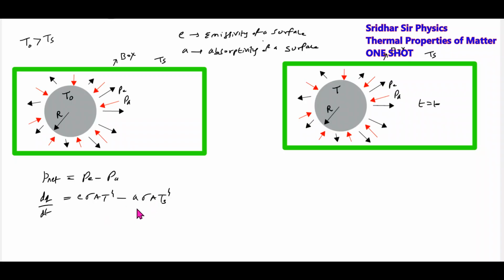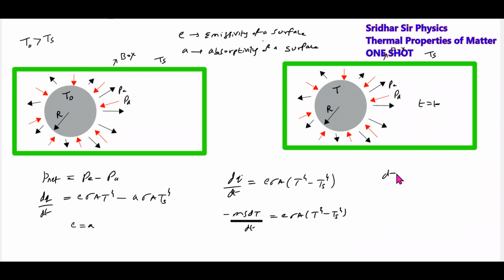Like this we can discuss the problem. For most of the problems, e will be equal to a. They are not actually equal, we are making them equal. Then dQ by dt is equal to e sigma A (T to the power of 4 minus Ts to the power of 4). dQ, the heat lost, is minus m s dT. Now you can integrate. Why the negative sign? Because with time the temperature of this body will decrease. Integrating this will give the required answer.